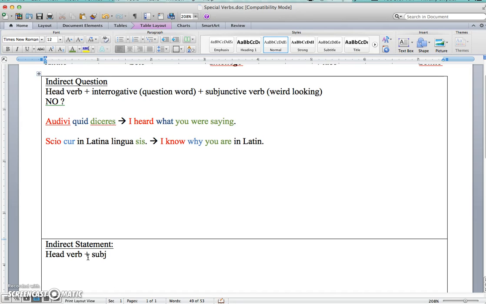And then we have that subject accusative, where it functions as the accusative of the head verb, the subject of the verb in the second clause. And the verb in the second clause is an infinitive. Okay, so these are the 3 pieces we are talking about for an indirect statement. So indirect statement, we have a reported statement. So let's get the example from the book.